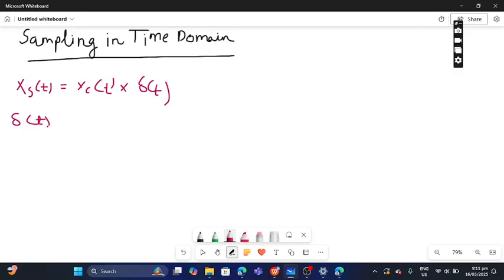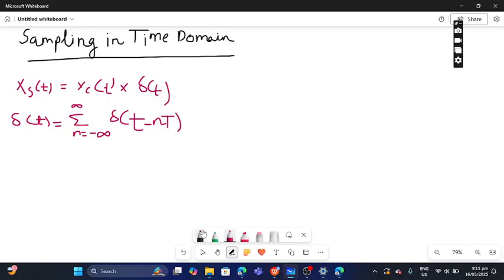it is the summation for n equal to minus infinity to infinity of delta of t minus nT.